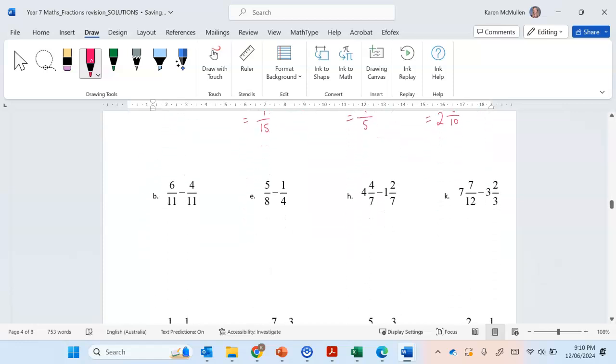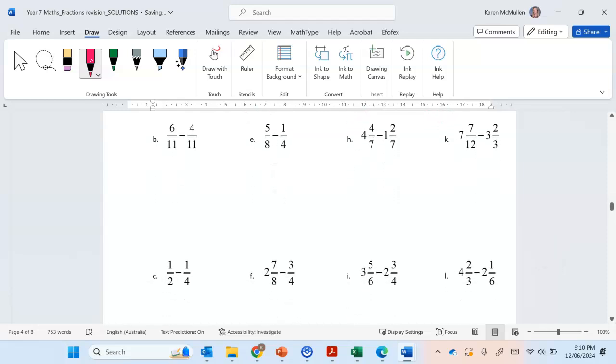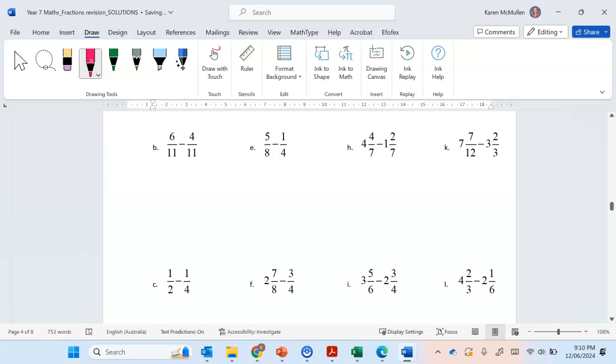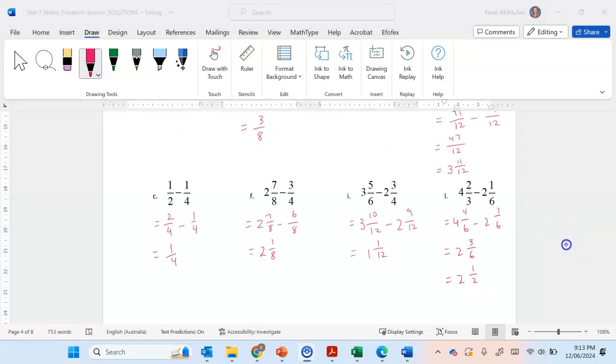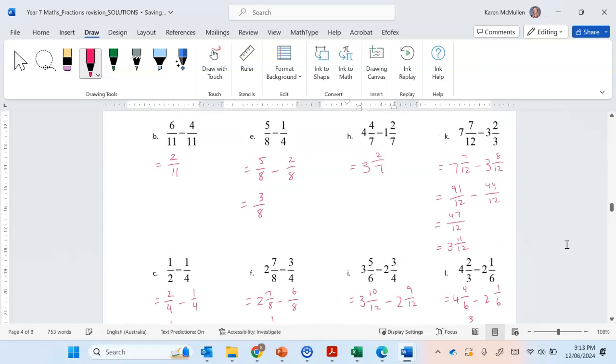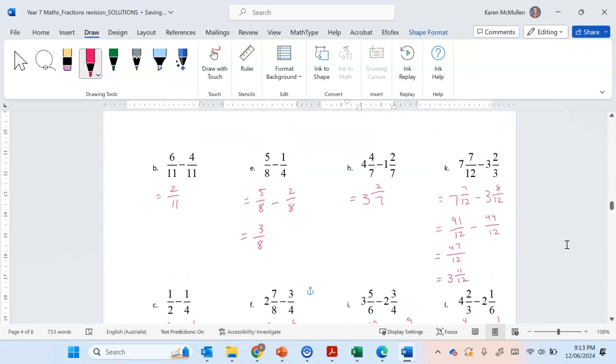All right, let's see if there's any tricky ones here that I might need to do. Okay, have a go at doing these on your own, so pause, and then you can unpause to get my solutions. All right, so just looking at the solutions here. So there's the solutions for that middle row.